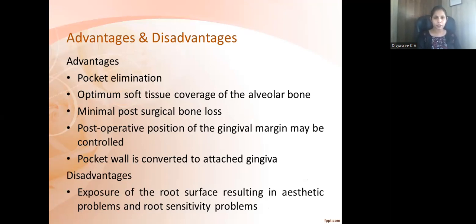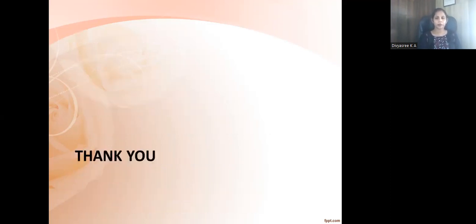These are the advantages of apically displaced flap surgery: pocket elimination, optimum soft tissue coverage of alveolar bone, and minimal post-surgical bone loss. And in this surgery, the post-operative position of the gingival margin can also be controlled. And here the pocket wall is converted to attached gingiva. However, the main disadvantage is exposure of root surface resulting in aesthetic problems and root sensitivity. So that is about periodontal pocket therapy by different periodontal flap surgeries.